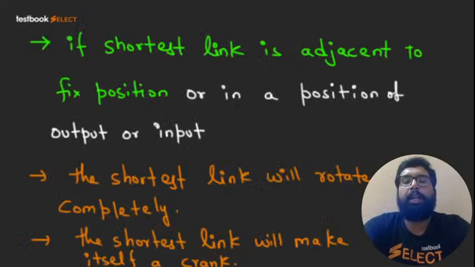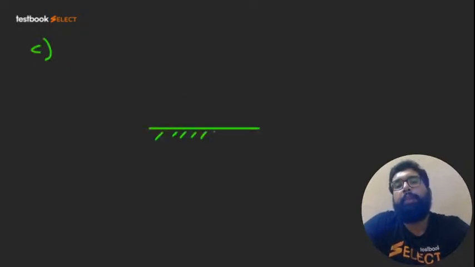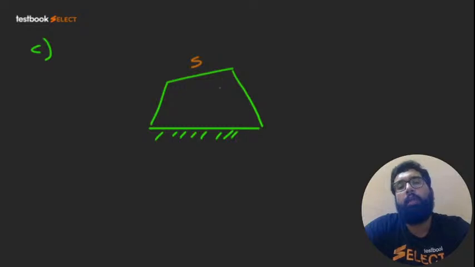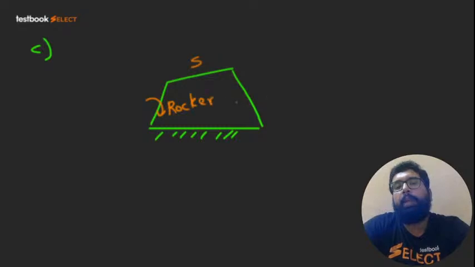Now, what can be the third condition? If the shortest link is not adjacent, then definitely it is opposite to the position of the fixed link. So here in this, it will become a rocker. This will also become a rocker.